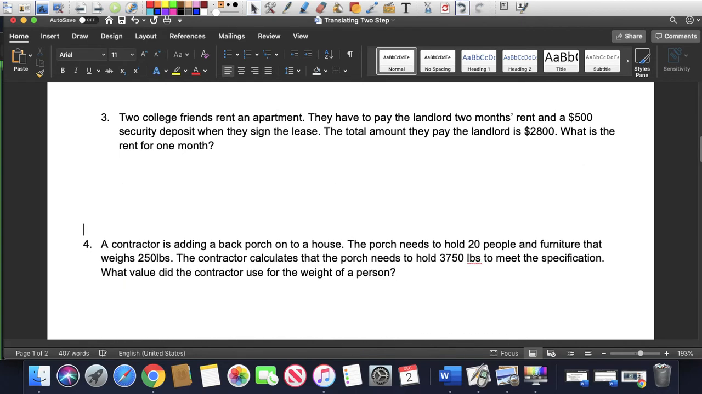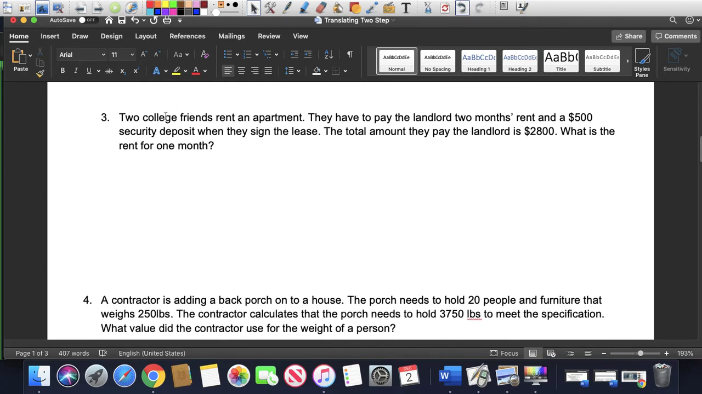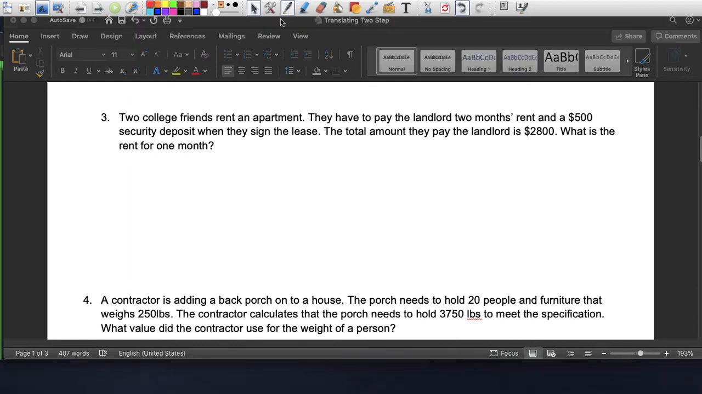Problem 4. Two college friends rent an apartment. They have to pay the landlord 2 months' rent and then a $500 security deposit when they sign the lease. The total amount they pay the landlord is $2,080. So you can start filling in. I know the total is $2,080. They have to pay 2 months' rent.